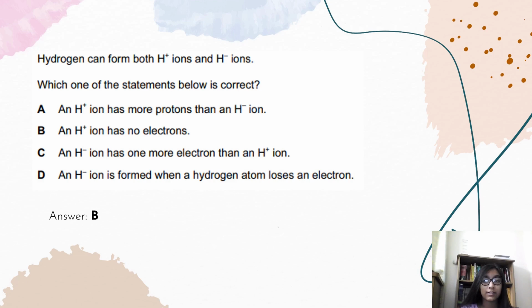Option C tells us that negative ions have one more electron than the positive ions, which again is incorrect. Option D states that the negative hydrogen ion is formed when a hydrogen atom loses an electron, which is false. The only option we are left with is option B, which is absolutely true, and it states that a positive ion of hydrogen has no electron at all in its outermost shell.